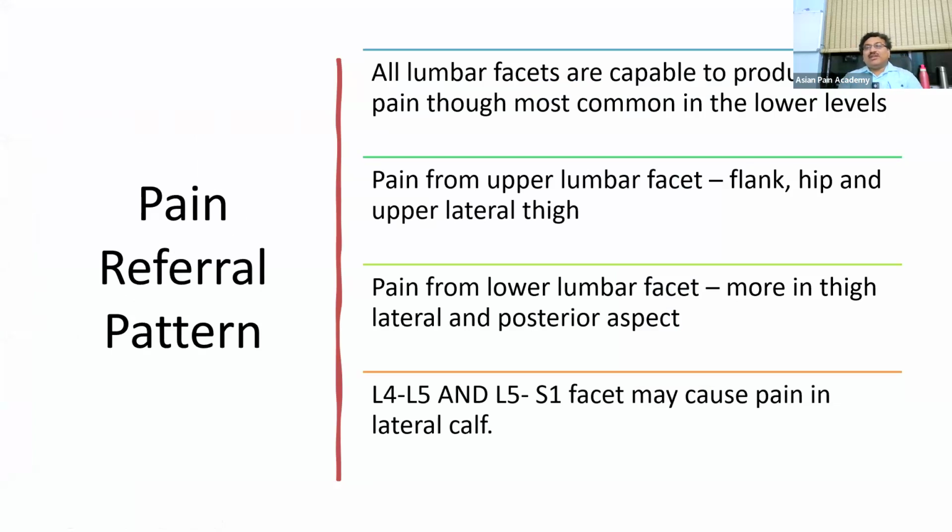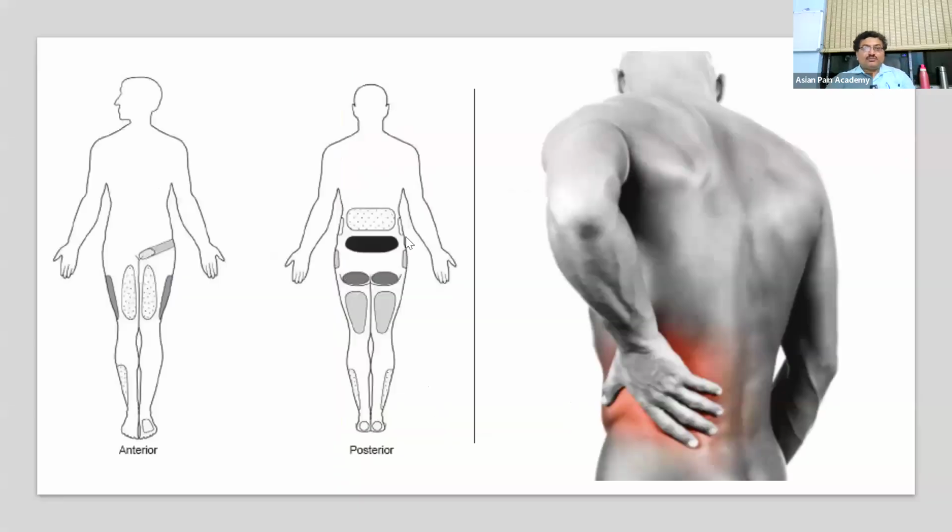So what has been found? It has been found that pain from the upper facet joints goes to the flank, hip, and the upper and lateral thigh. And from the lower lumbar facets, it goes more into the thigh, lateral and posterior aspect. Pain of the L4-5 and L5-S1 facets may cause pain in the lateral calf.